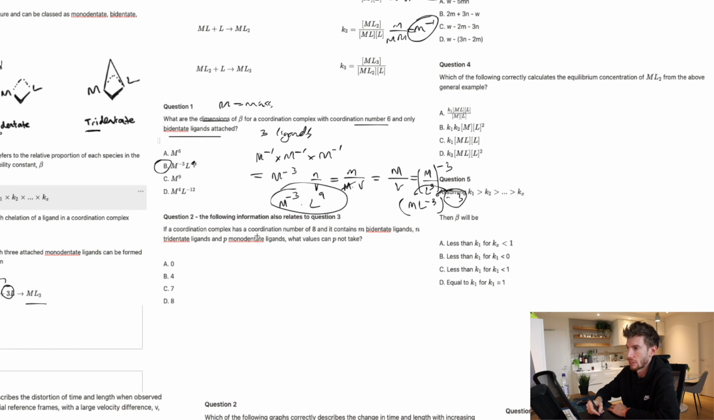We have 8 attachments to make, but the bidentate ones take up 2 each, and the tridentates take up 3 each. So the number of attachments, let's do it that way. Number of attachments has to add up to 8. So it's going to be 2 for every m, plus 3 for every n, and then plus any monodentate 1 per those, and it should add up to 8. And there we go. So now we have to think, all right, what values could p possibly take if m and n are both variables? So we don't have simultaneous equations to be able to solve this. We have to go through the options.